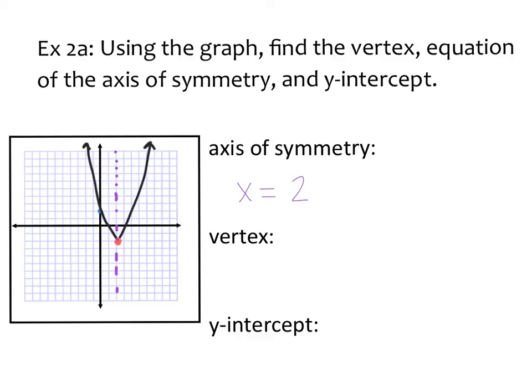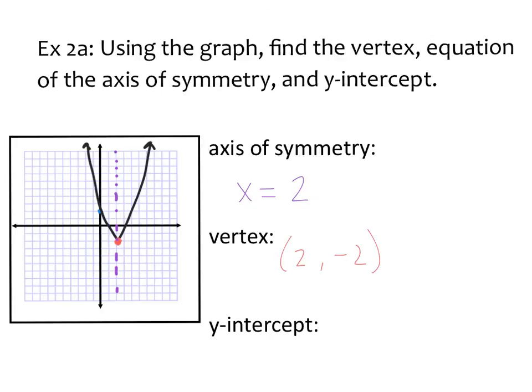The vertex is either the lowest or highest point, and since this parabola opens up, our lowest point is actually a minimum. So let's look at that red point there and calculate what that is. It's over 2 units, down 2 units, so our vertex is (2, -2). Again, it's an ordered pair.